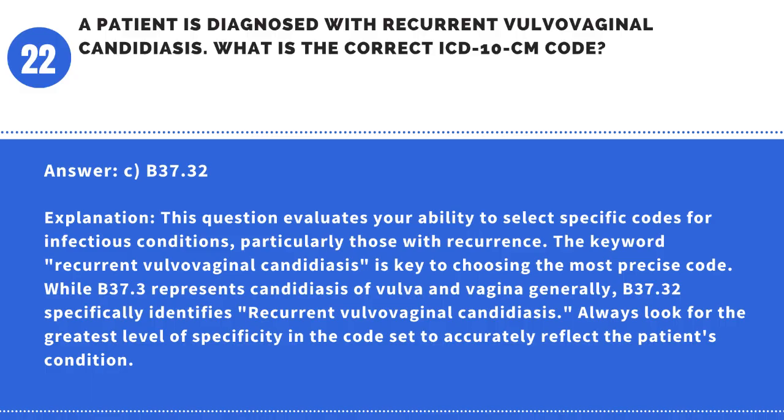The keyword recurrent vulvovaginal candidiasis is key to choosing the most precise code. While B37.3 represents candidiasis of vulva and vagina generally, B37.32 specifically identifies recurrent vulvovaginal candidiasis. Always look for the greatest level of specificity in the code set to accurately reflect the patient's condition.